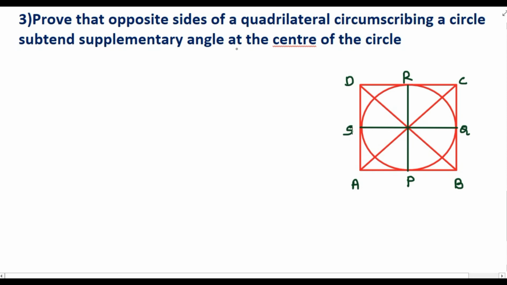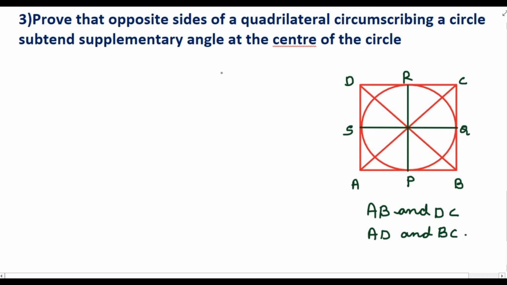And we know the opposite sides of the quadrilateral. Here AD and CB are one pair of opposite sides, and AB and DC are the other pair of opposite sides. Now we need to prove that opposite sides of the quadrilateral circumscribing a circle subtend supplementary angles at the center.